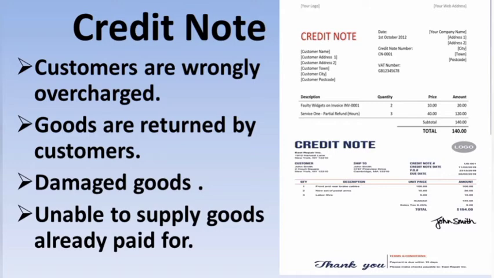Then we have also debit notes. If a supplier should mistakenly undercharge a customer in an invoice previously sent, it is not proper for the seller to ask the buyer to return the invoice. So what the seller does is to send a debit note to the buyer to correct that undercharge.